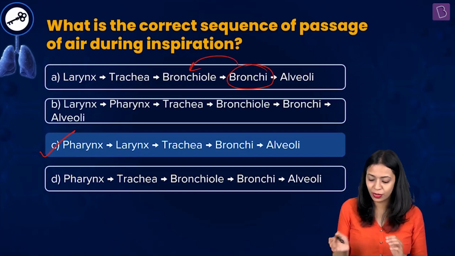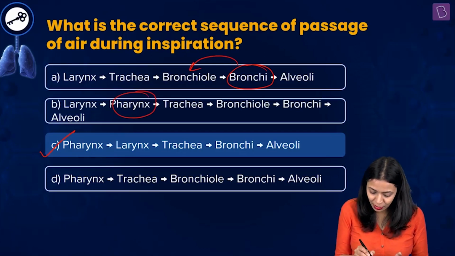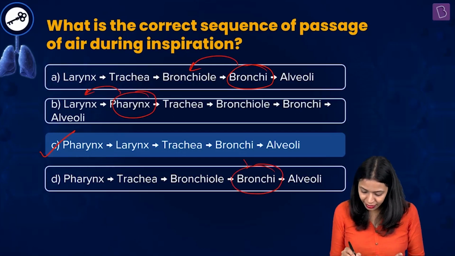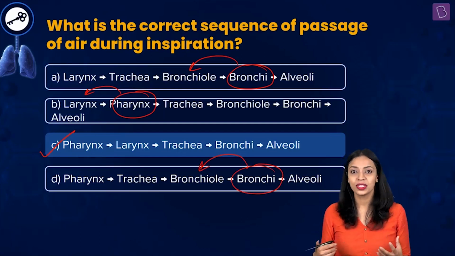Bronchi should come before bronchioles. When you look at option B, pharynx comes before larynx. There itself there's a mistake. Again, when you look at option D, bronchi should be before bronchioles. So that is what makes the other statements or options incorrect. Okay, I hope you've understood.